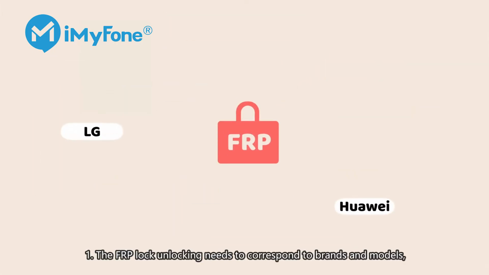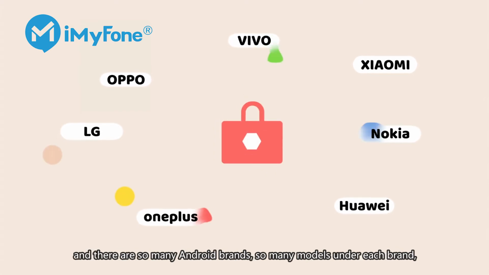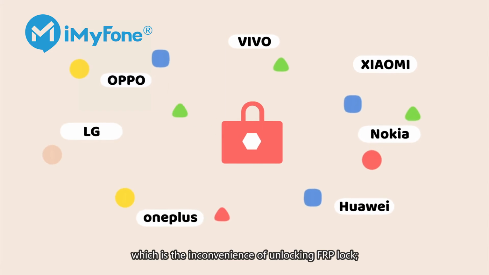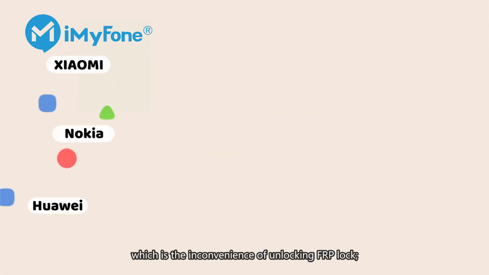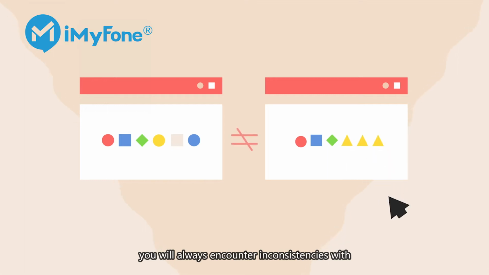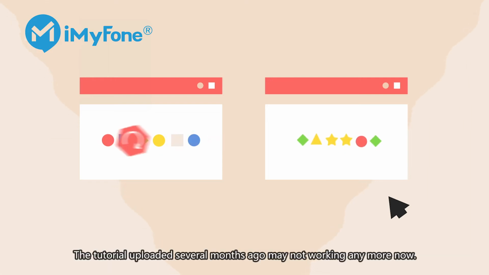1. The FRP unlocking needs to correspond to different brands and models, and there are so many Android brands and so many models under each brand, this is a huge inconvenience when trying to unlock it. And 2. When operating, you'll always encounter inconsistencies with the tutorial, because the unlocking method is always being updated. The tutorials uploaded several months ago may not be working anymore.